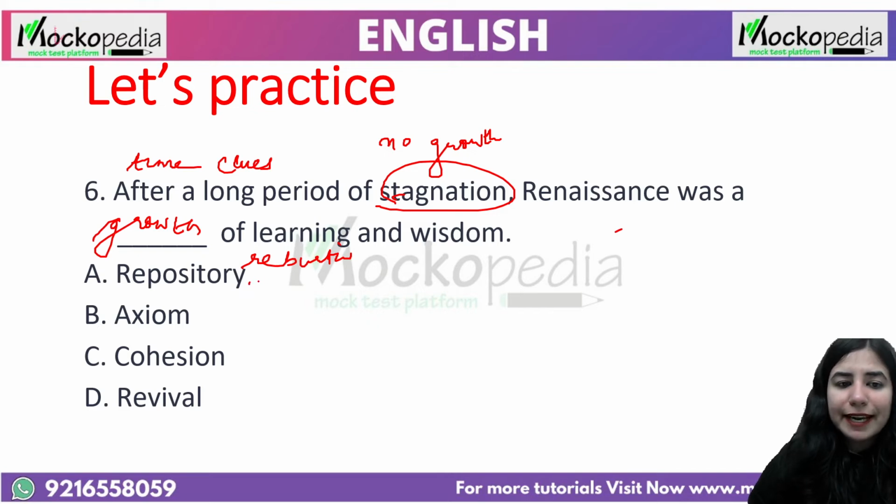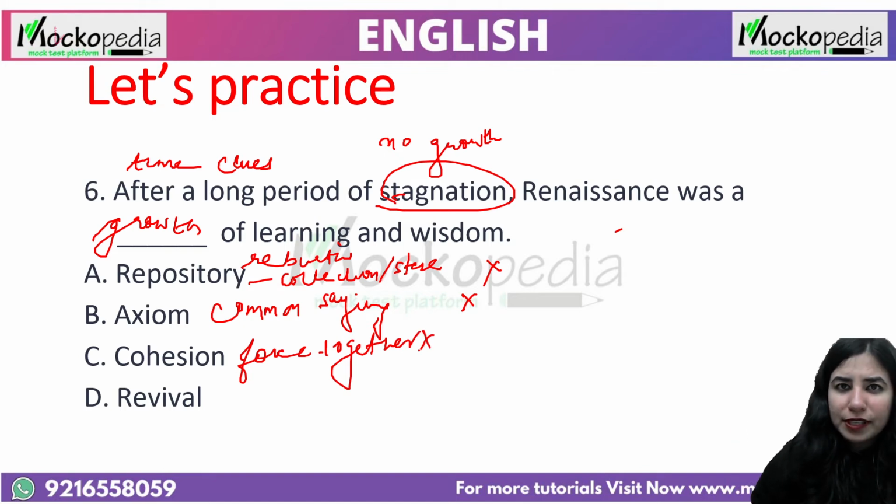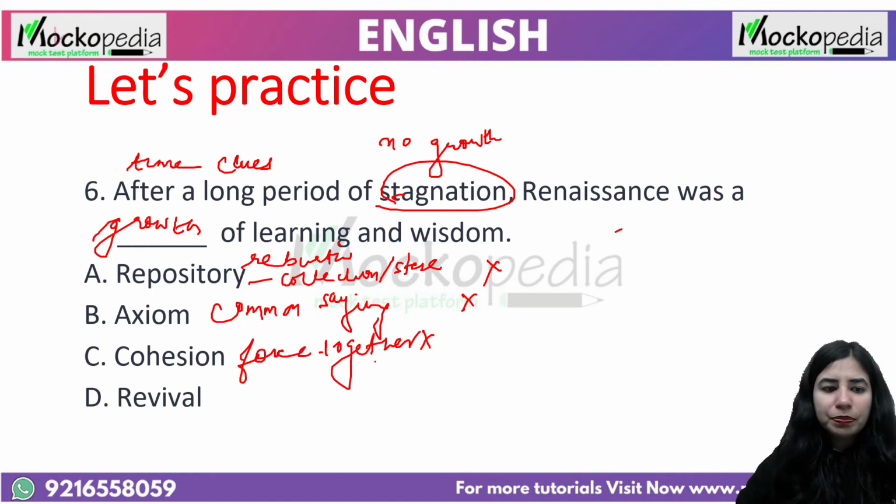Repository is a collection, right? So it's a store of a store, right? Axiom is a common saying. So both these answer choices get eliminated. They are not matching with the predicted word. Cohesion is a force that holds things together, right? So it's a cohesive force. I'm sure you must have heard of this term in your chemistry classes.